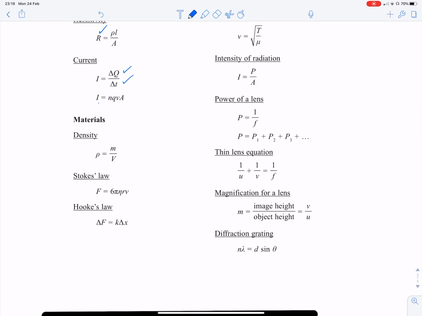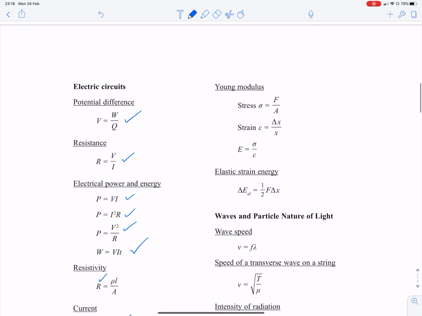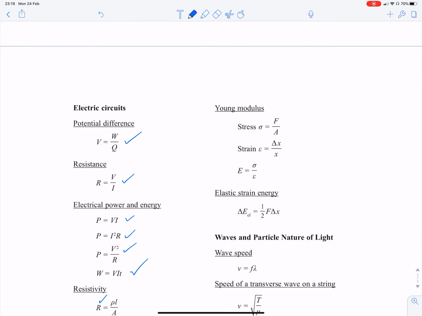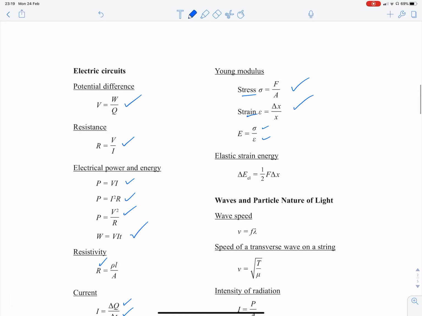Density, rho, is mass over volume. Stokes' law: force equals 6 pi eta r v. Hooke's law: delta F equals k delta x. Young's modulus: stress is force over area, strain is change in distance over the original distance, or the extension over the original length. And Young's modulus is stress over strain. Just that over that. Elastic strain energy is half F delta x.